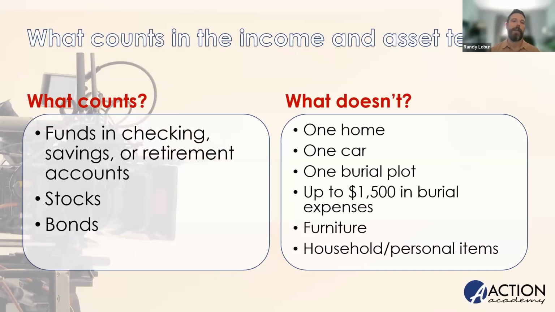Things that don't count toward their assets, though, are the ownership of a home, the ownership of a car, one burial plot, up to $1,500 extra in burial expenses, the furniture and what they need to make that home livable, and any household or personal items. So all of those things are excluded from the asset test, but generally everything you see on the left side of your screen is included in those income and assets. We should point out though that if they are a multi-car household, or there are multiple cars there, those would be included in the asset test here and could sway their eligibility for a Medicare savings program.